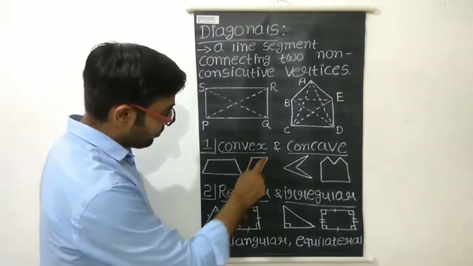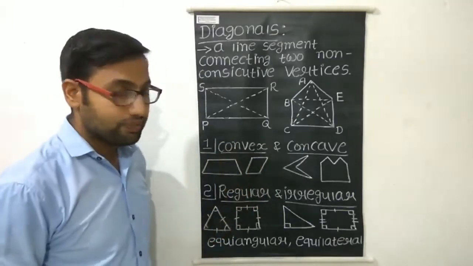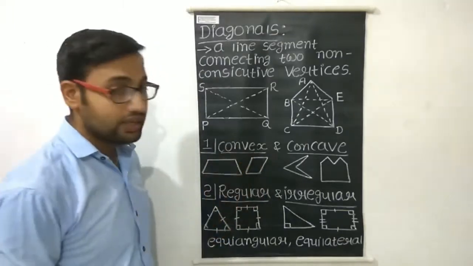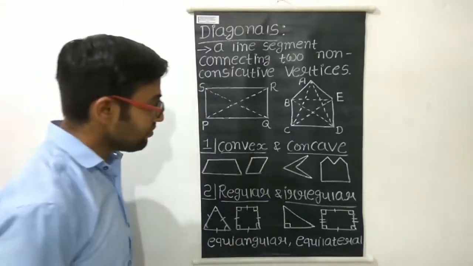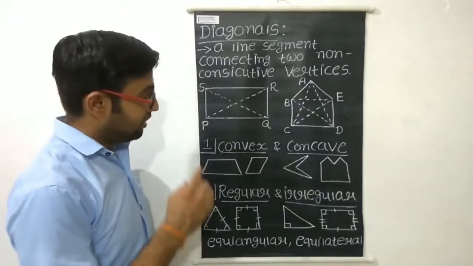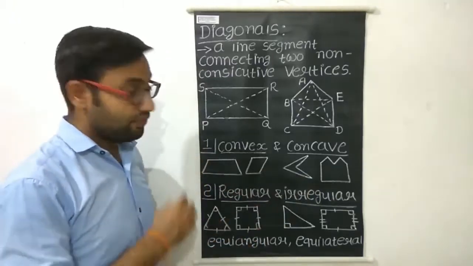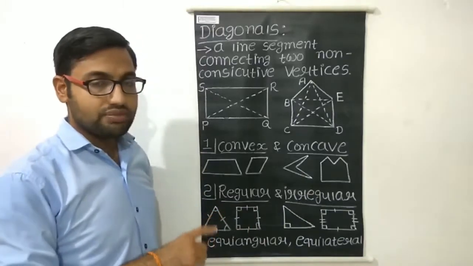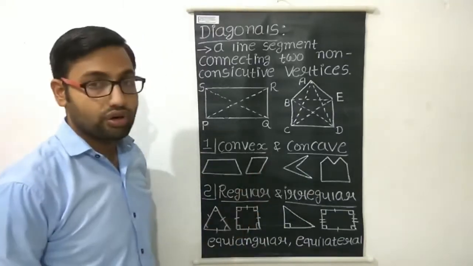Here also, if we draw these 2 diagonals, they will remain inside the polygon. So these polygons are called convex polygons. Now here, concave. Concave means if we draw all the diagonals and one of the diagonals remains outside the shape, then it is called a concave polygon.